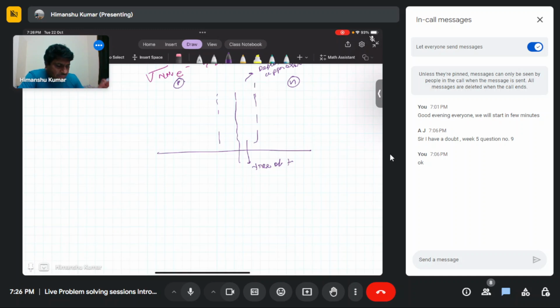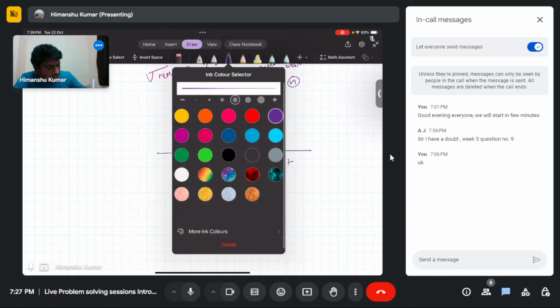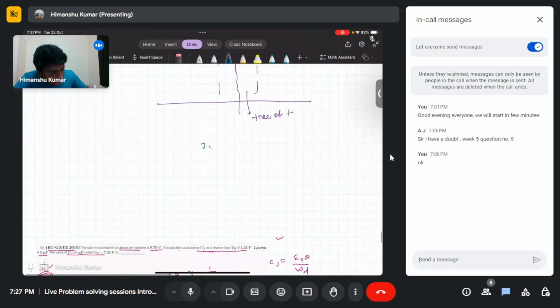If you assume there is no thermal generation and recombination, and you draw the equilibrium band diagram or equilibrium concentration, you will find that the total current Js is due to drift plus due to diffusion. And diffusion you write as q times Dp multiplied by dp by dx, plus or minus Dn, the sign may be different, times dn by dx.